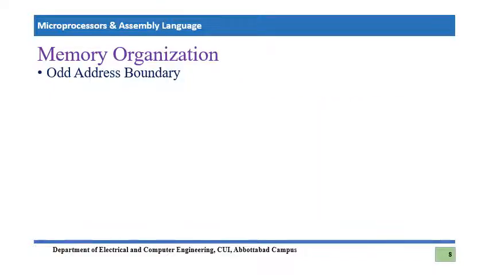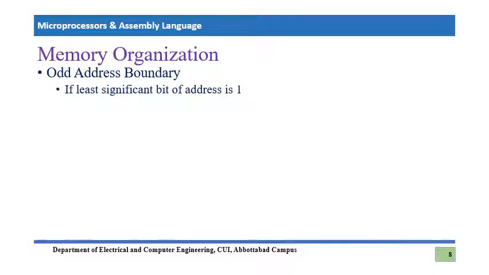Well, in this slide we are going to discuss odd address boundary, and it's totally opposite to what we learned about even address boundary. In odd address boundary, it's a type of location at which different information is stored. If the address is odd, then the location where information is stored is known as odd address boundary.